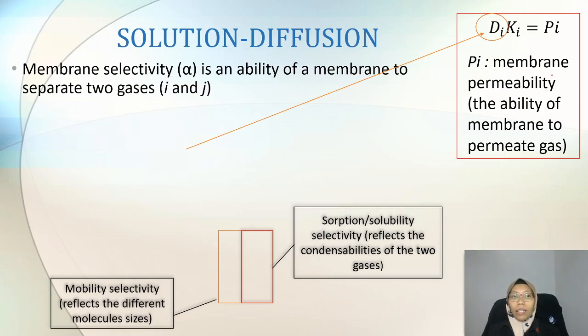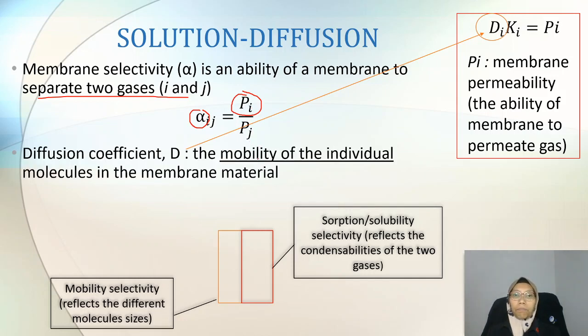Next, we are going to learn about membrane selectivity. Membrane selectivity is the ability of a membrane to separate two gases, I and J. Let's say we're talking about gas I and gas J. Selectivity means which gas the membrane allows to permeate more, I or J. The selectivity of I to J is the permeability of gas I over the permeability of gas J.